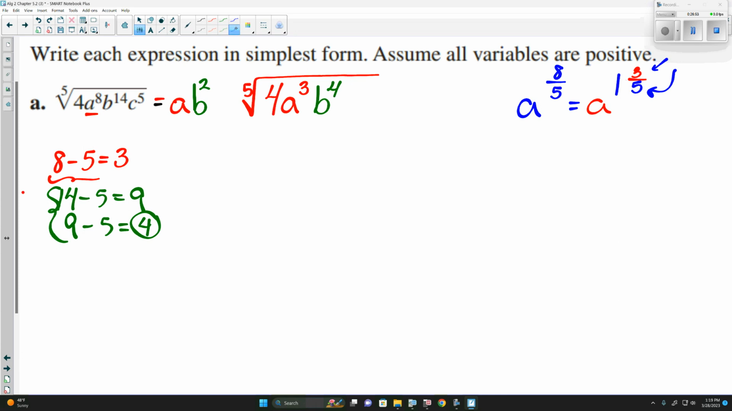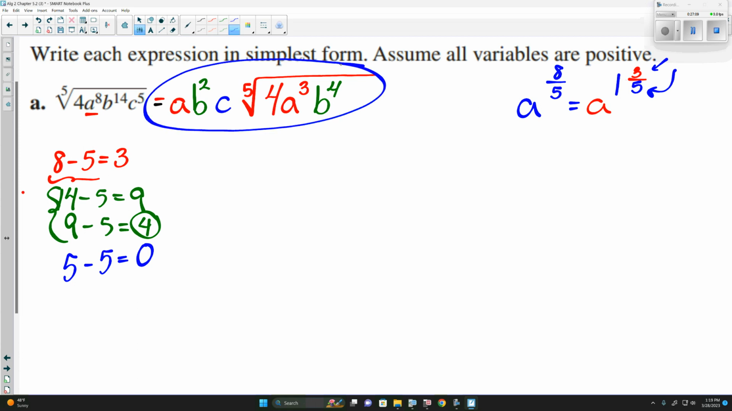And lastly, we have C to the 5th. Right? Because we can take 5 away from it once. So C would come out. Are there any left inside? No. And that's it.